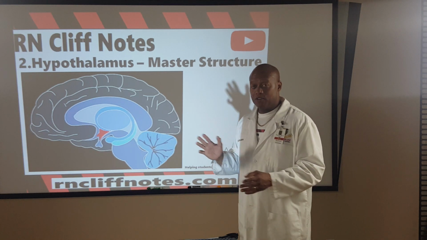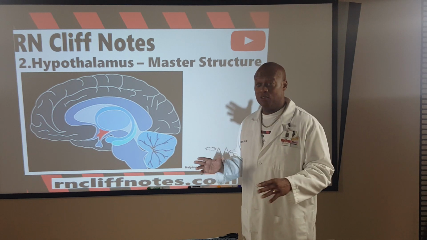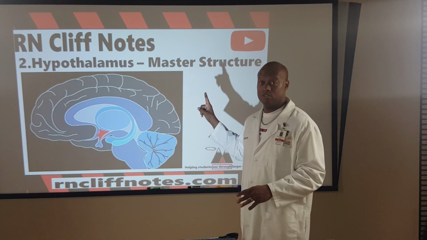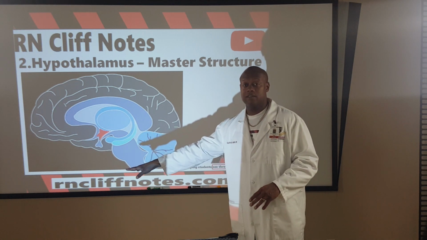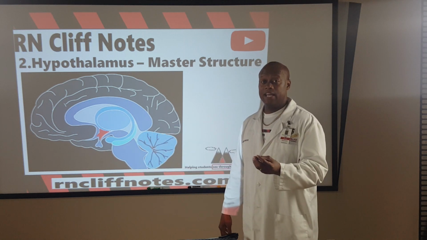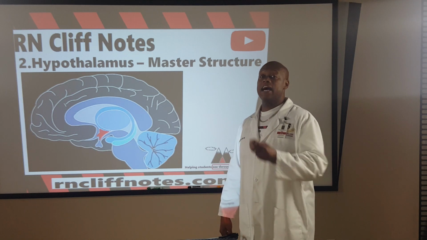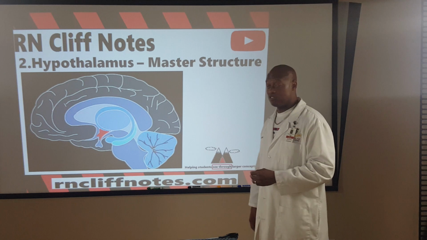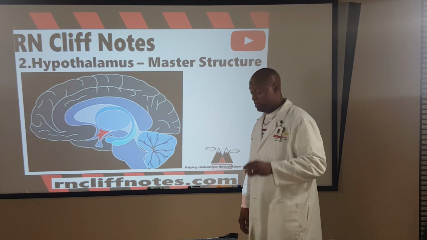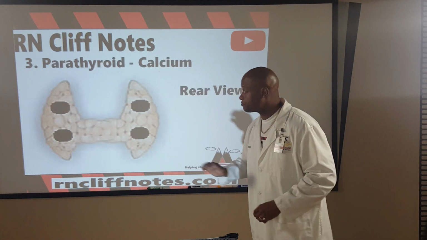But by the same token, it is not a gland. So it is a master what? Structure. The master gland is actually the pituitary. But the pituitary answers to the hypothalamus. So the master structure, what? Hypothalamus. All right, moving on.